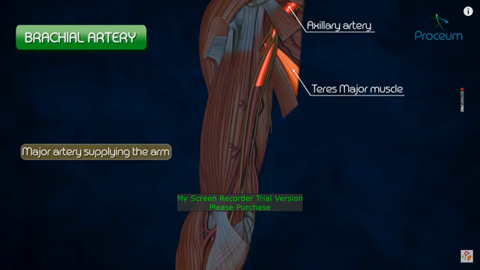Hello everyone, today we are going to talk about the brachial artery. You know that the brachial artery is the major blood supply of the arm. The arm is the region from the humerus to the elbow joint. It is a major artery supplying the arm, and it is a continuation from the axillary artery.